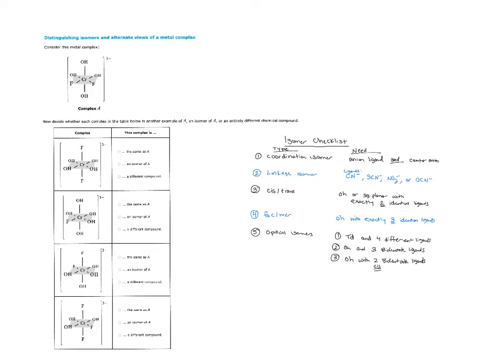In this recording, I'm going to go over how to approach the different ALEKS questions for our isomer workshop. So here's an example of the first question that you're going to see, and we're told to consider this metal complex. I can see I have 1, 2, 3, 4, 5, 6 different ligands, and this is ALEKS's way of drawing the octahedral shape. Remember, this is all 90-degree bond angles, and we have a coordination number of 6.